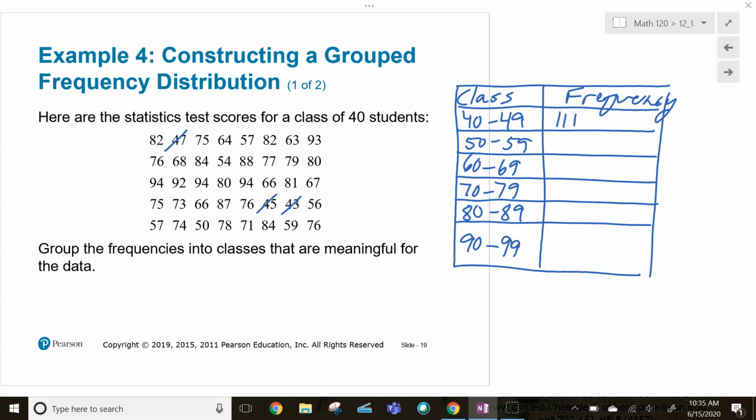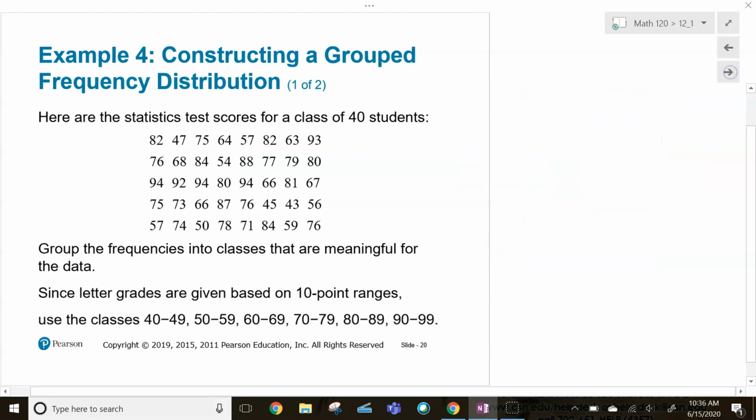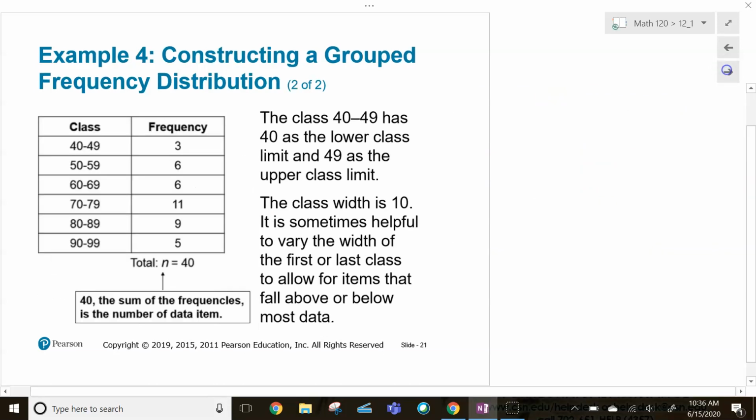How many in the 50s? 57, 54. Looks like there was 6 there. Anyways, we keep going with that, just like that, and I've got the frequency distribution right here. That's how many you have of each of those.